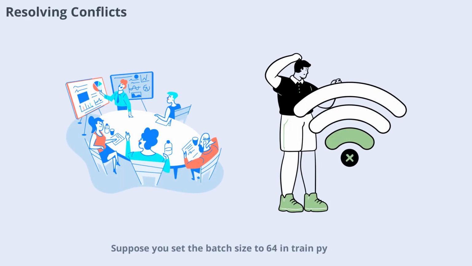Suppose you set the batch size to 64 in train.py, while your teammate set it to 32 on the same line. Git will stop the merge and insert conflict markers. You must manually choose the correct value, remove the markers, and commit the resolved file. This process ensures your AI code stays consistent and functional.